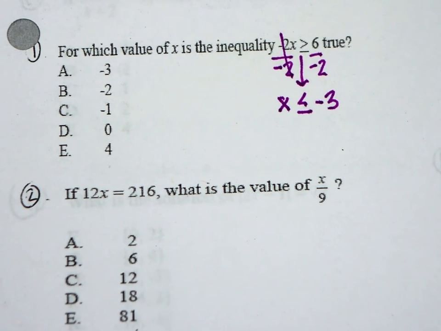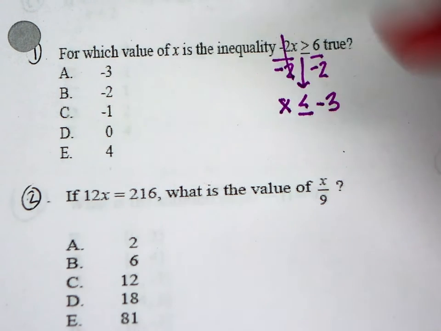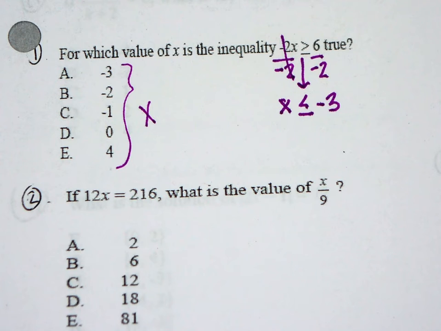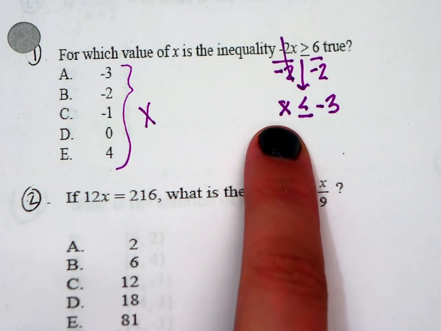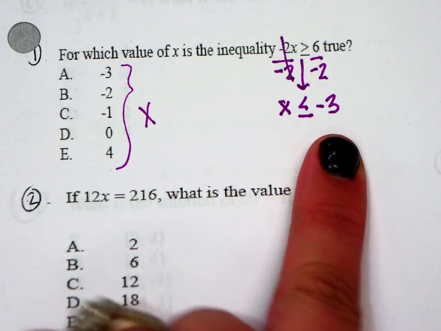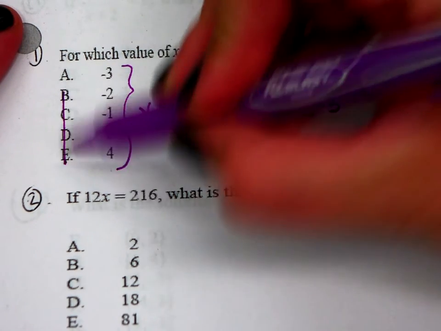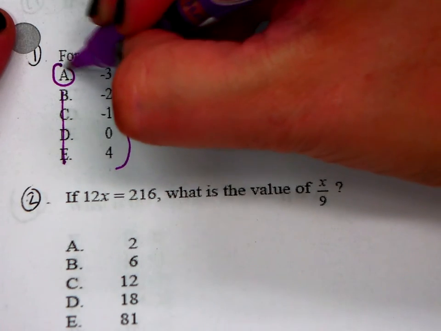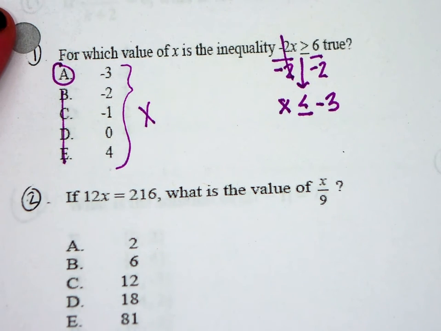So once I flip the inequality, I'm looking for x values, which all of these here, these are all x values, all possible values of x. So it says which value would be true. I'm looking for an x value that's less than or equal to negative 3. Well, all of these answer choices are all larger than negative 3. So the only one that's equal to negative 3 or smaller is option A. So again, it's faster to just solve the inequality instead of plugging in all your answer choices.